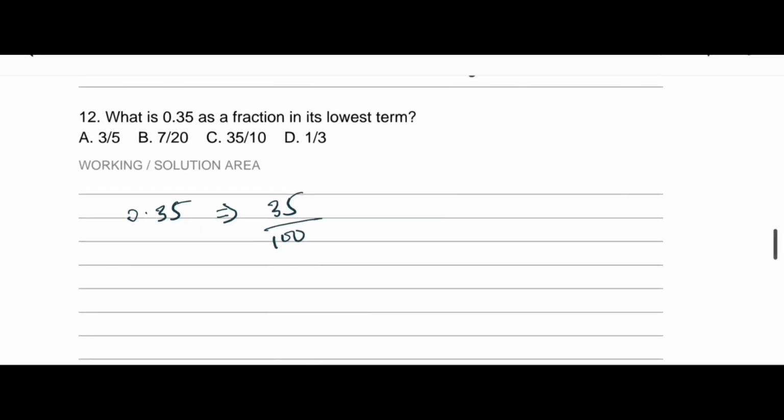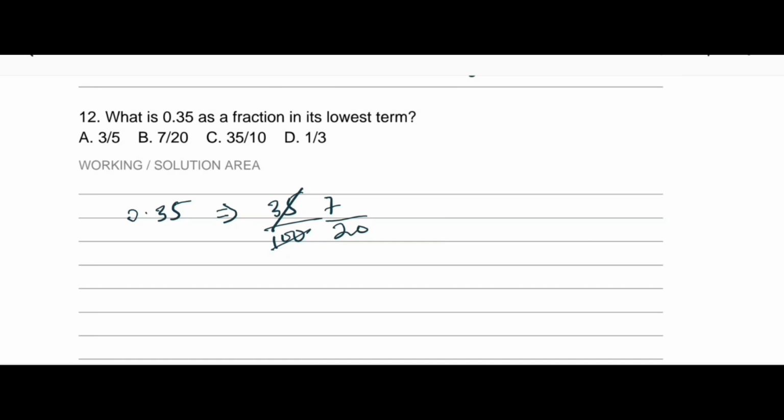So after writing it this way, then you ask yourself, what is the highest common factor that can divide the two numbers? The highest common factor for 35 and 100 is 5. So when you divide 35 by 5, you get 7. When you divide 100 by 5, you get 20.